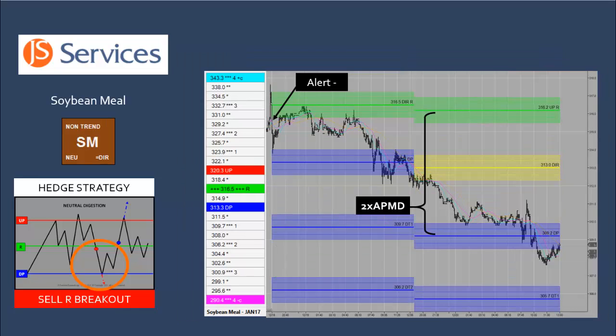Soybean meal was also in a neutral digestion DIR structure bias and had similar performance to corn, generating a negative signal on the opening and producing a sell R breakout strategy that played out over multiple sessions.